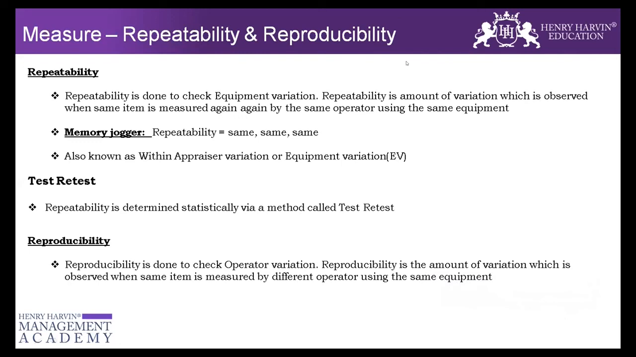But just for now, understand that if there is more than one person measuring the same equipment, the amount of variation observed is called reproducibility. It doesn't matter whether they agree with each other or not. It is not related to repeatability. Is it clear now? Great. Since we have 10 odd minutes left, let's move to the next piece.